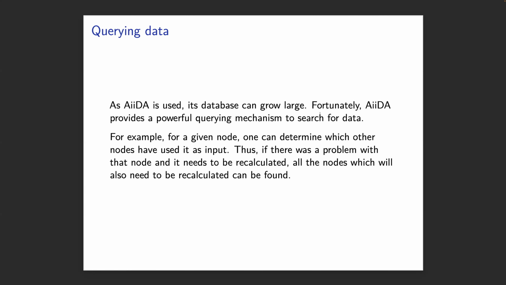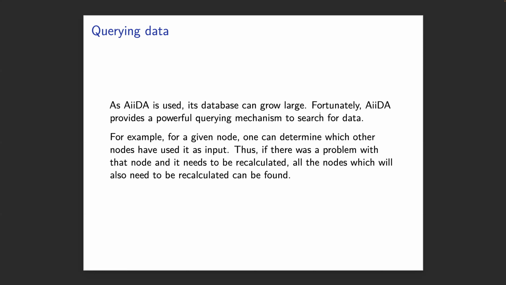And this data can be queried. If you switch to using AiiDA and you use it for a long time, you will accumulate a pretty large database. But fortunately, AiiDA provides a powerful querying mechanism to search for data. For example, for a given node, you can determine which other nodes have used it as input, so which nodes depend on this node. If down the line you realize that there was some kind of a problem with the calculation for a particular node, you used the wrong parameter or the program was compiled incorrectly, whatever, you will be able to find which other nodes depend on that node. And so then you know which calculations need to be redone with corrected data or corrected software.